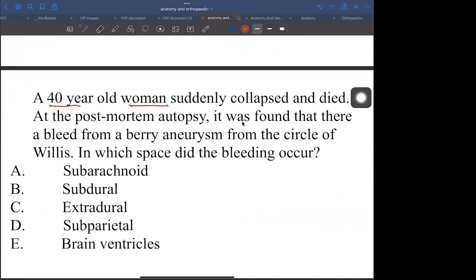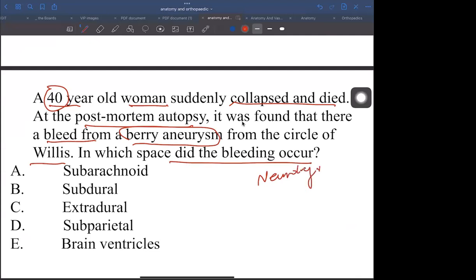Okay, a 40-year-old female patient collapsed and died. She's very young. Post-mortem autopsy found there was a bleed from a berry aneurysm in the circle of Willis. In which space did the bleeding occur? We explained that in neurology, right? Yes.